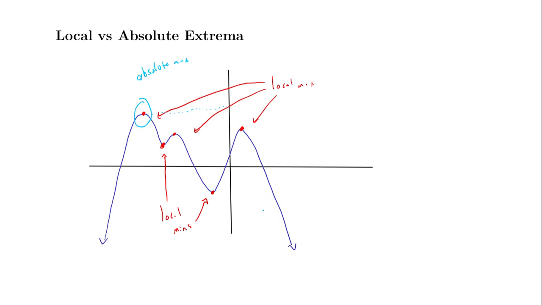So this is an interesting thing. We might not have absolute maxes or absolute mins. You could imagine if the other end of our function went up, then we might not have an absolute max or an absolute min. Things can be a little bit tricky.